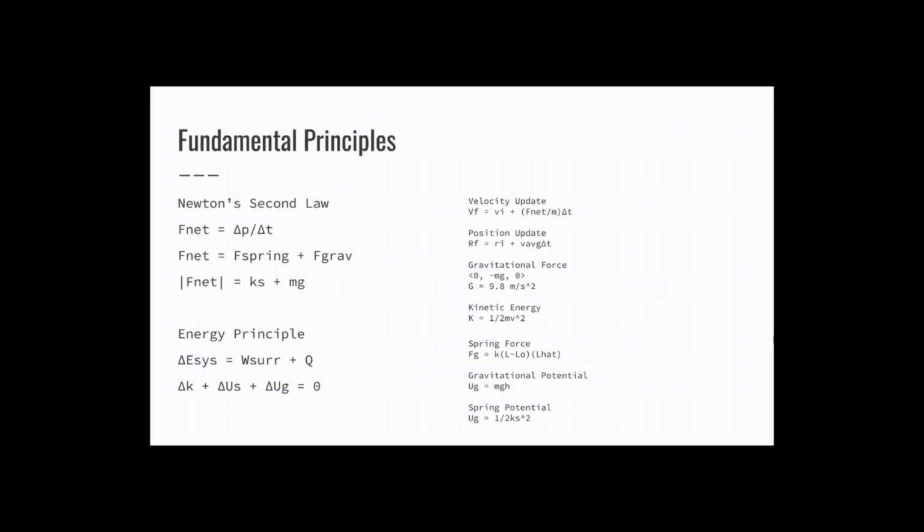The fundamental principles for this lab were Newton's second law, which is F net, and then also the energy principle, seen below, where the change in energy of a system equals the work done by the surroundings plus Q. Other formulas used throughout were the velocity update, position update, gravitational force, kinetic energy, spring force, gravitational potential, and spring potential.